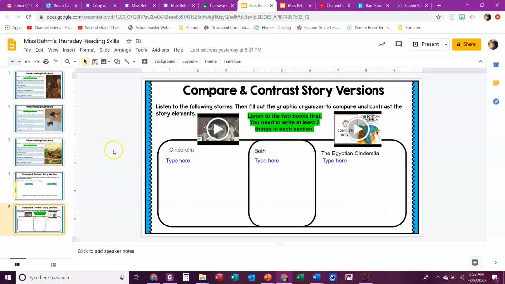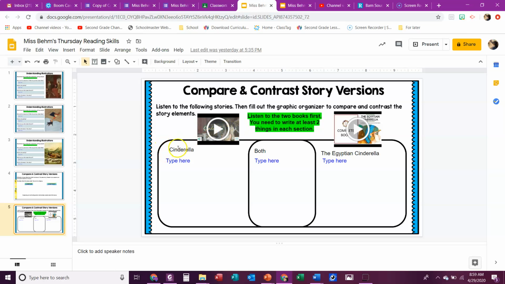One of the stories that you often see rewritten in different cultures is Cinderella. So here you are going to listen to the stories and you're going to fill out the graphic organizer to compare and contrast the story elements. The first one is just Cinderella. Then the next one is the Egyptian Cinderella. So you're just going to play these little videos and you're going to listen to them read the stories.